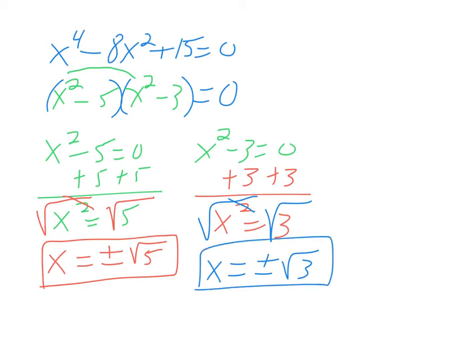So again, I have 4 answers. How do I know that? I'm going to have a possibility of 4 answers. Up here at the top of the original, what I just circled, that tells me I'm going to have a possibility of 4 answers. So I have positive square root of 5, negative square root of 5, positive square root of 3, negative square root of 3. So that's how I would solve those there.